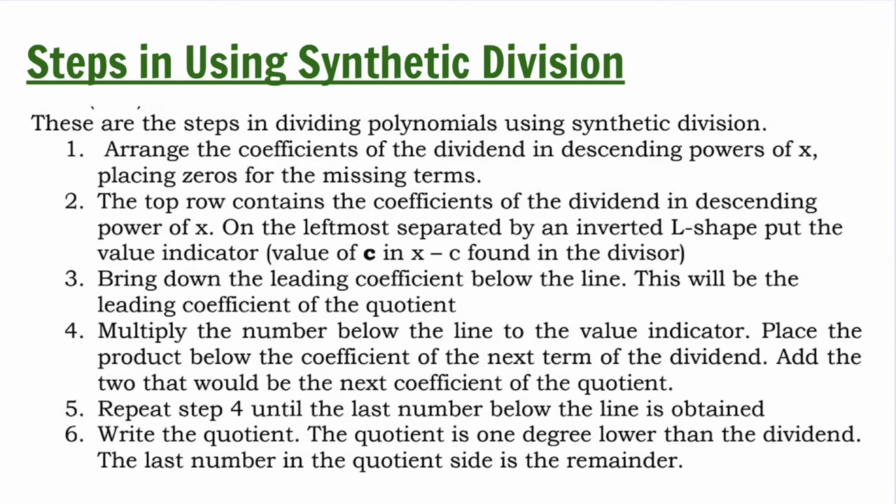Multiply the number below the line to the value indicator. Place the product below the coefficient of the next term of the dividend. Add the two, that would be the next coefficient of the quotient. Repeat step 4 until the last number below the line is obtained. Write the quotient. The quotient is 1 degree lower than the dividend. The last number in the quotient side is the remainder.